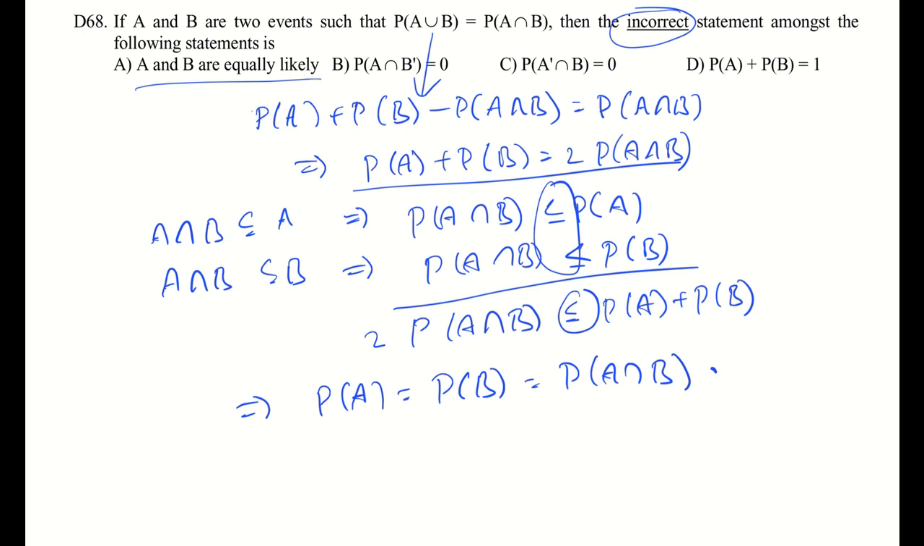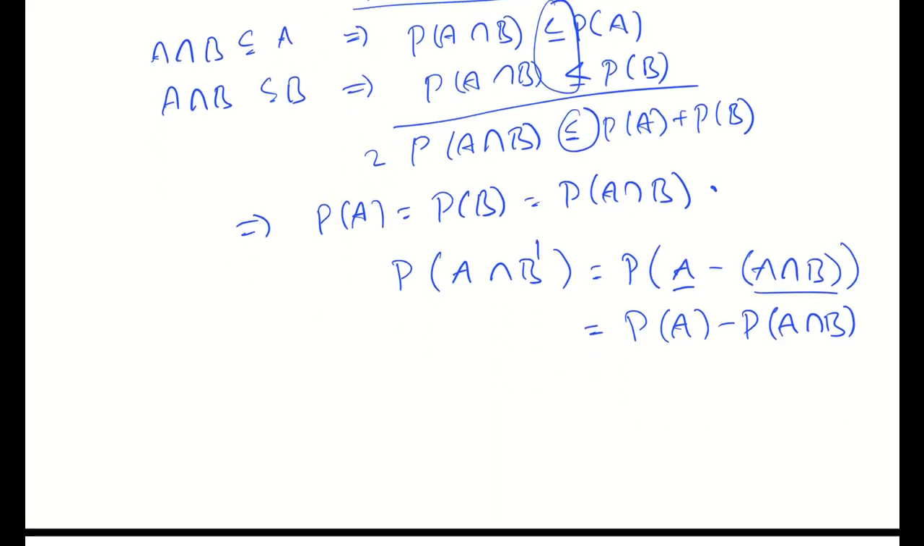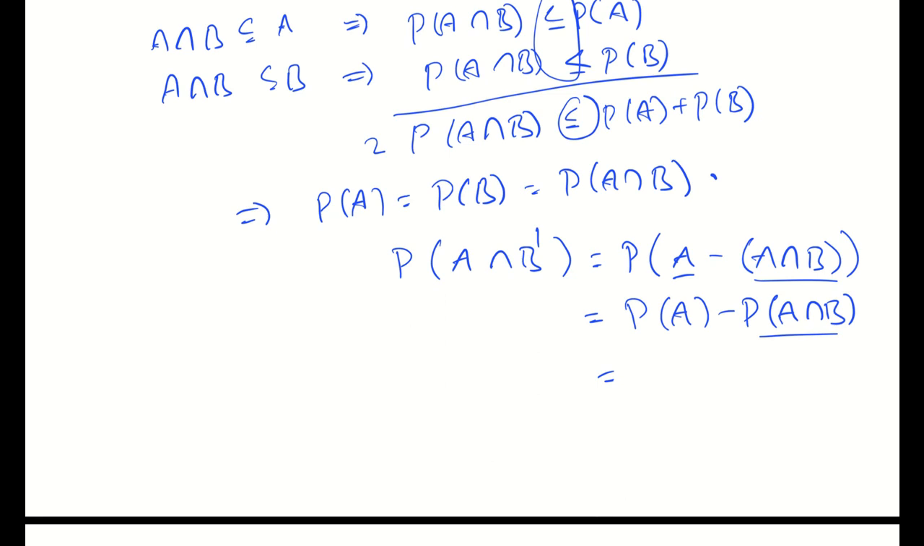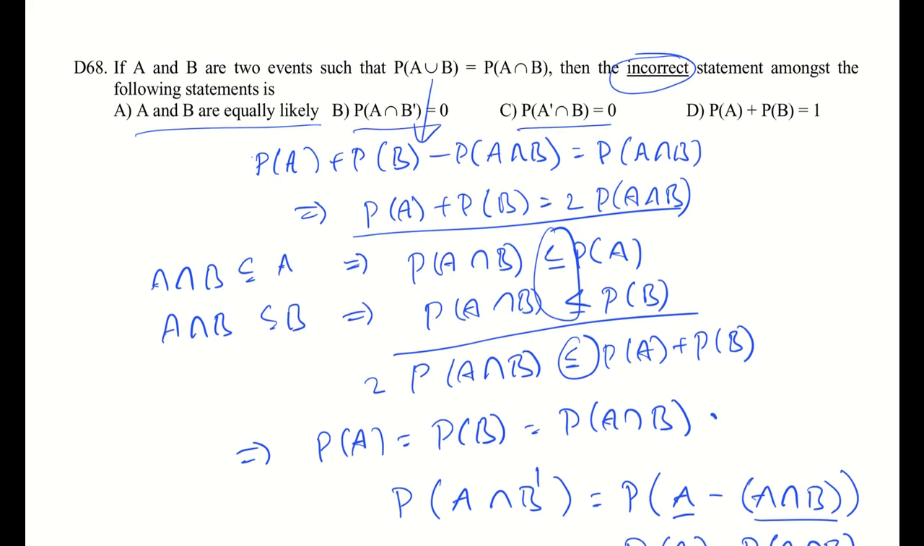And we also know that P of A intersection B dash, from set theory, A intersection B dash is nothing but A minus A intersection B. Now we know that because this is a subset of A, I can write it as P of A minus P of A intersection B. Therefore, as I have P of A intersection B is same as P of A, I'll have this as 0. Similarly, the other one is also 0. Therefore, option D is the incorrect one.